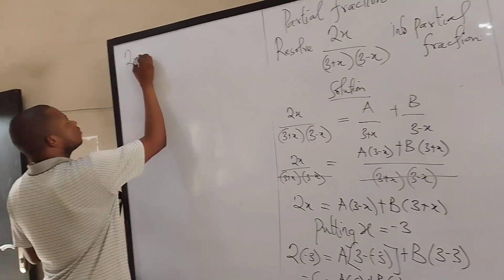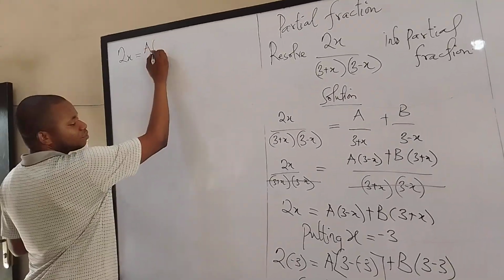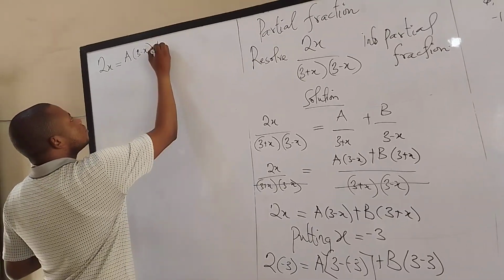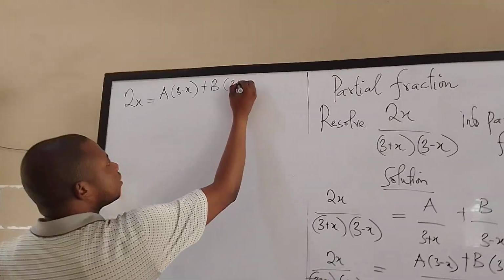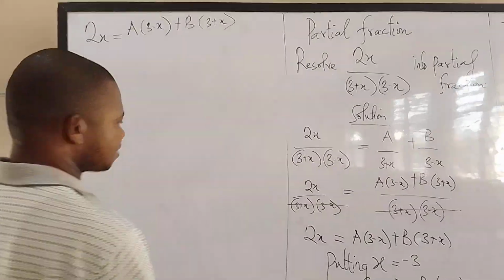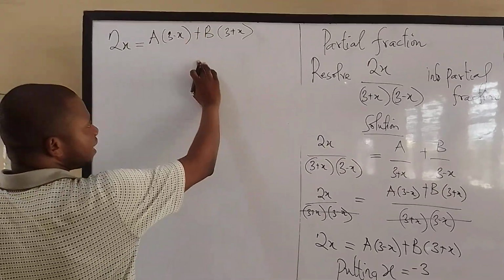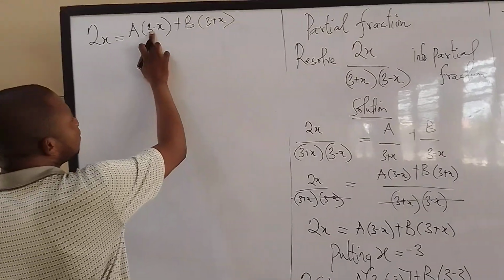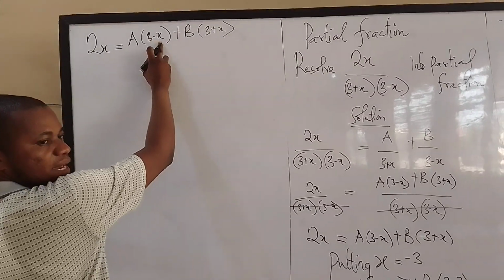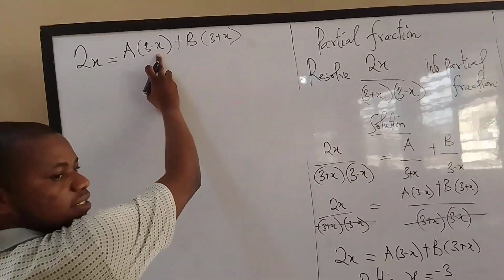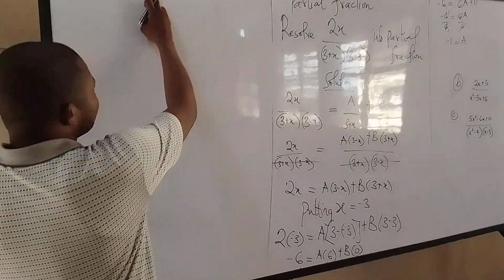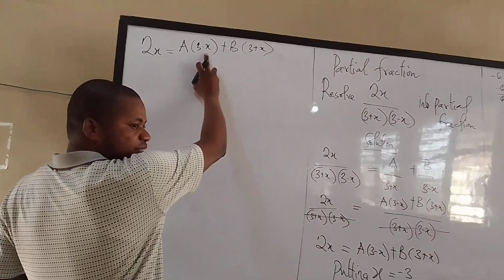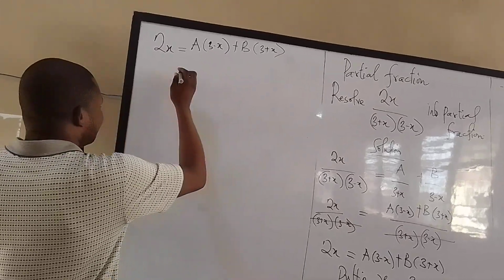2x is equal to a into 3 minus x, plus b into 3 plus x, right? Yes. So here we want to eliminate a in order to get our b. Eliminating a, our concentration will be on this 3 minus x. We now ask: what value do I put to replace x such that 3 minus x gives me 0? It is x being equal to 3.